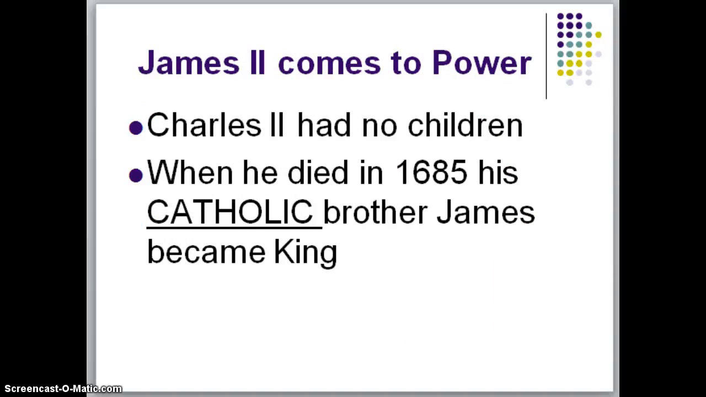All right, so like I just said, Charles II had no children, no bambinos. So when he dies in 1685, who else is going to take the throne except for his brother, his Catholic brother? His brother's name is James II. He is going to become the King of England. We're going to have big problems here.